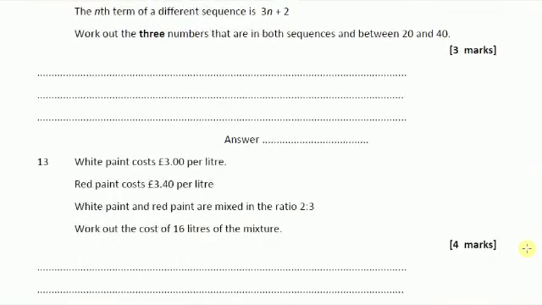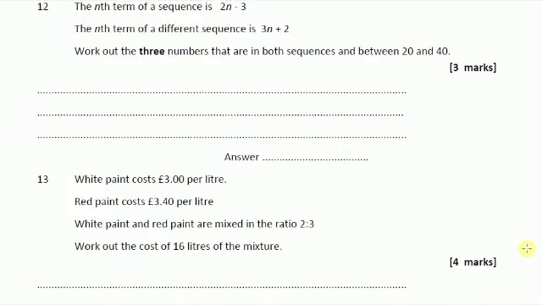We move on to number 12, where it says that the nth term of a sequence is 2n minus 3, and the nth term of a different sequence is 3n plus 2. Work out 3 numbers that are in both sequences between 20 and 40. So probably the best way to do this is try and see some of the numbers that belong to the first sequence.